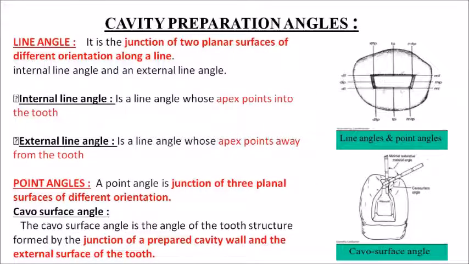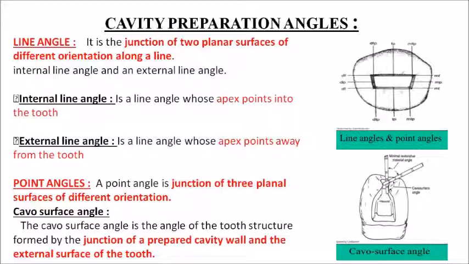Next we are moving on to the cavity preparation angles. There are many angles which will be formed during cavity preparation. These are known as line angles as well as point angles. Line angle and point angle are very different. What is the difference? A line angle is a junction of two planar surfaces of different orientation along a line. So these are two plane surfaces meeting, and that junction is a line angle. A point angle is a junction of three planar surfaces of different orientation. So whenever three planes meet, that is a point angle. If two planes meet, then it is a line angle.